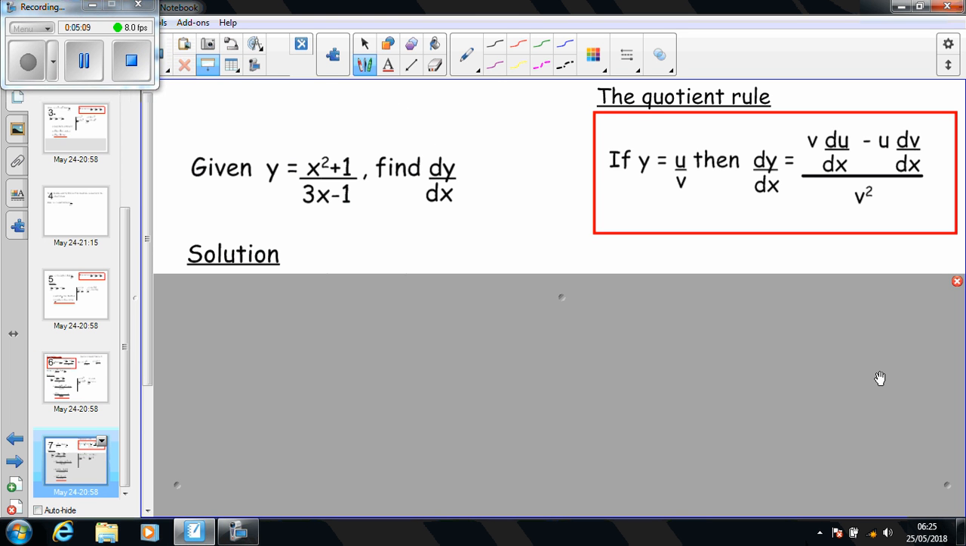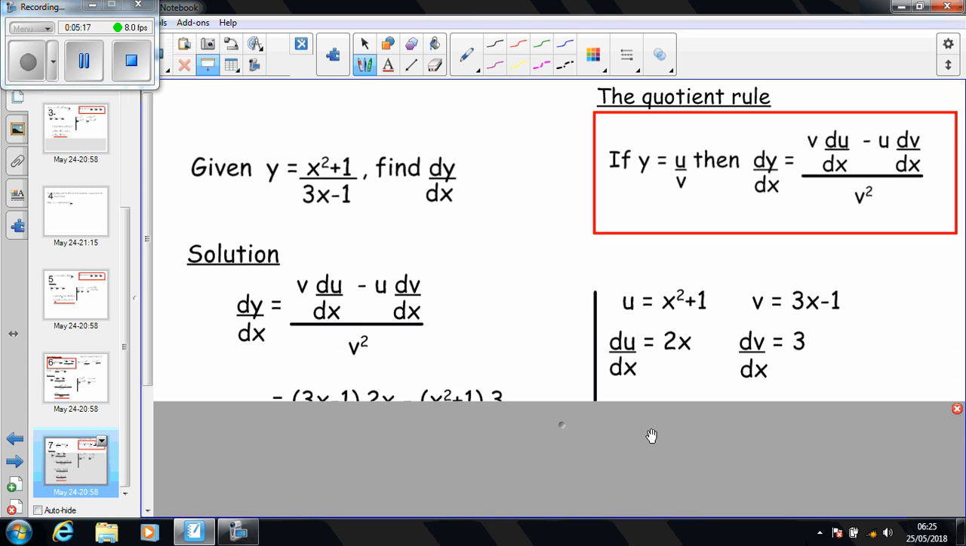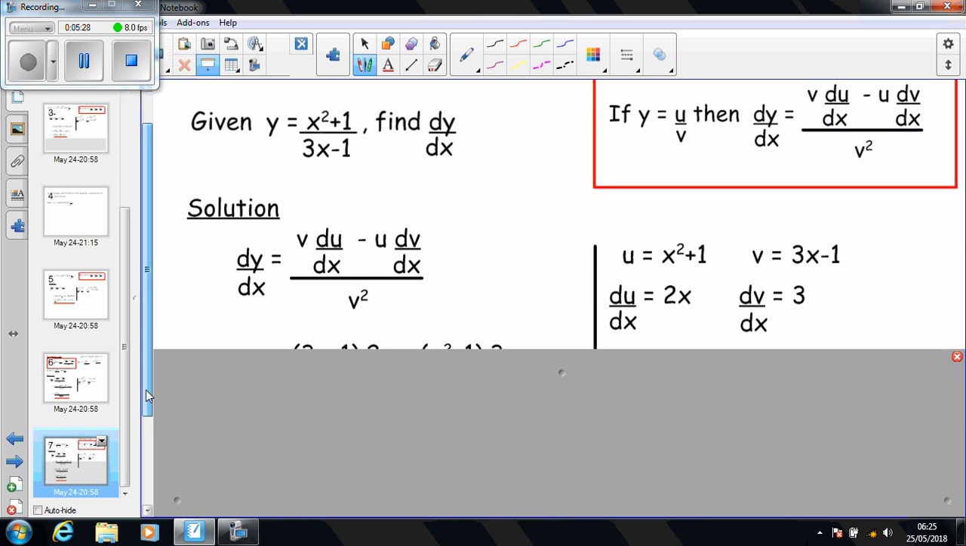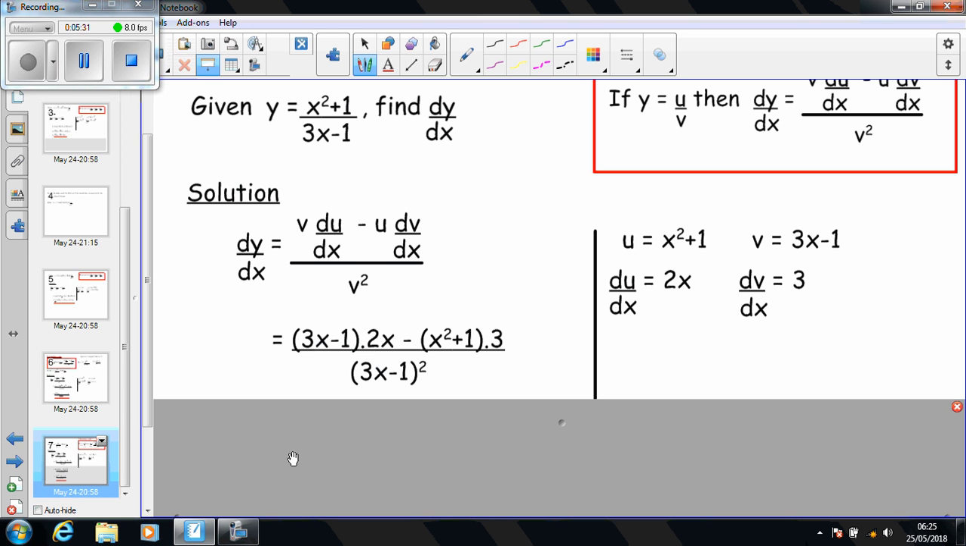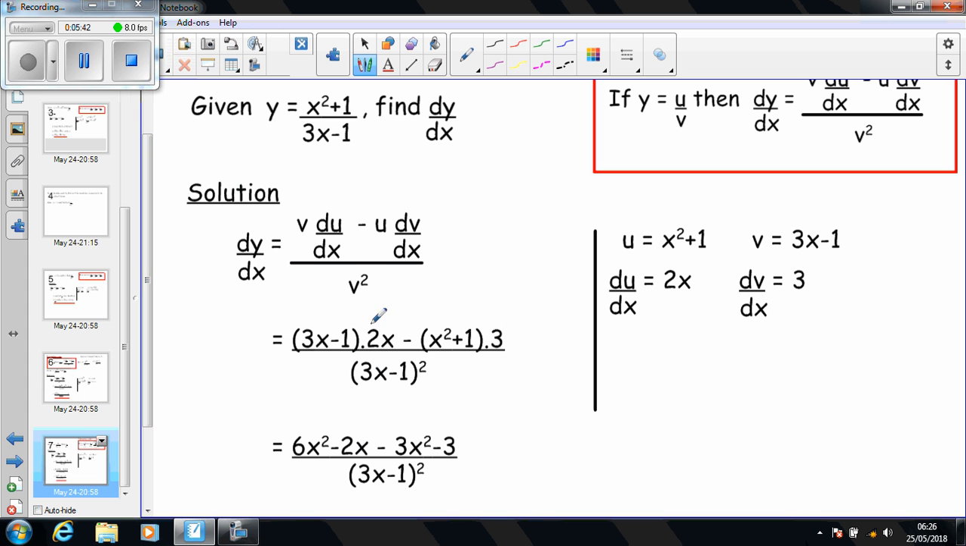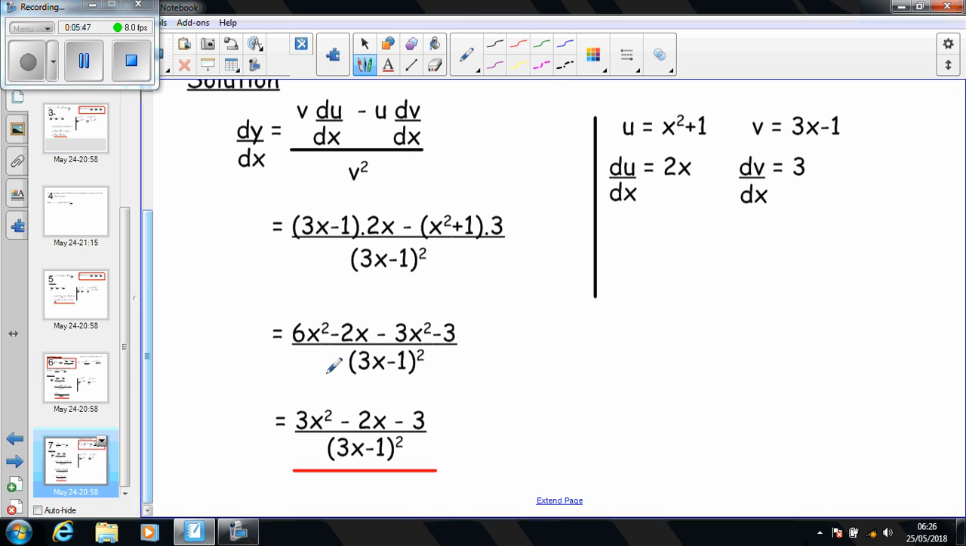Have a go at this one, pause the video, and then see if you get the same answer as on here. So my choice of u and v are those. Differentiated, fairly straightforward ones. Put into the quotient rule, so v du/dx minus u dv/dx all over v squared, and now we need to make it look pretty. So multiplying out the top for both pieces, and then simplifying.